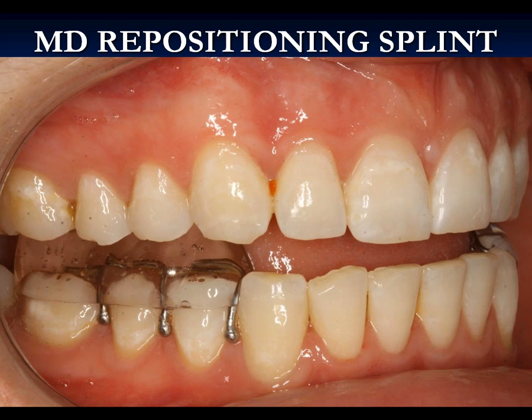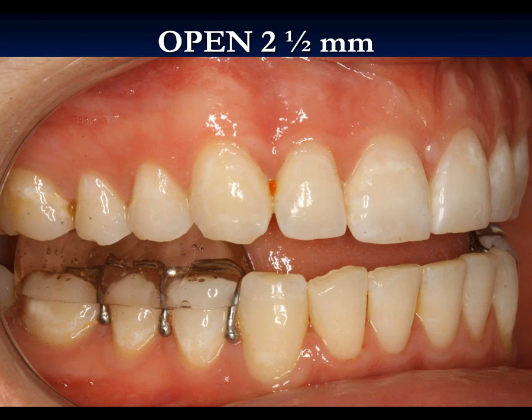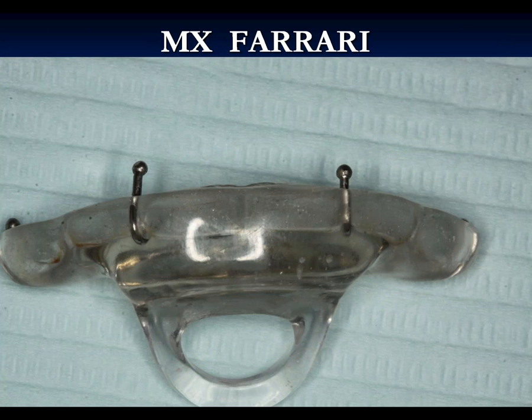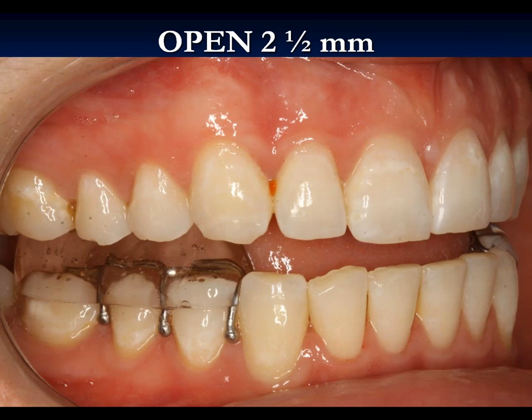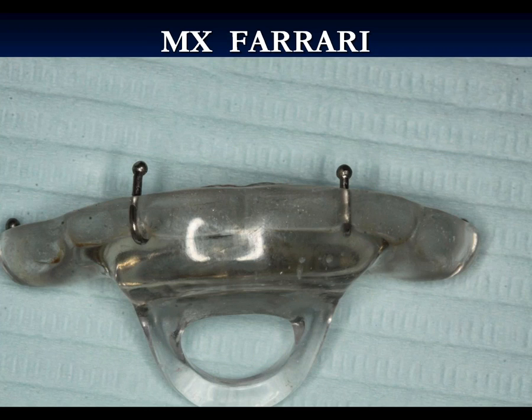So there's the repositioning splint. Again, it only covers the two bicuspids and the first molar. The second molar is free to erupt at the back. We over-open them a bit at the beginning, and then we can slowly close them down and still make sure the clicking stays the same. And there's the Ferrari for night and the repositioning for the day. There's the repositioning for the day because she was clicking, and there's the Ferrari at night because she was clenching.